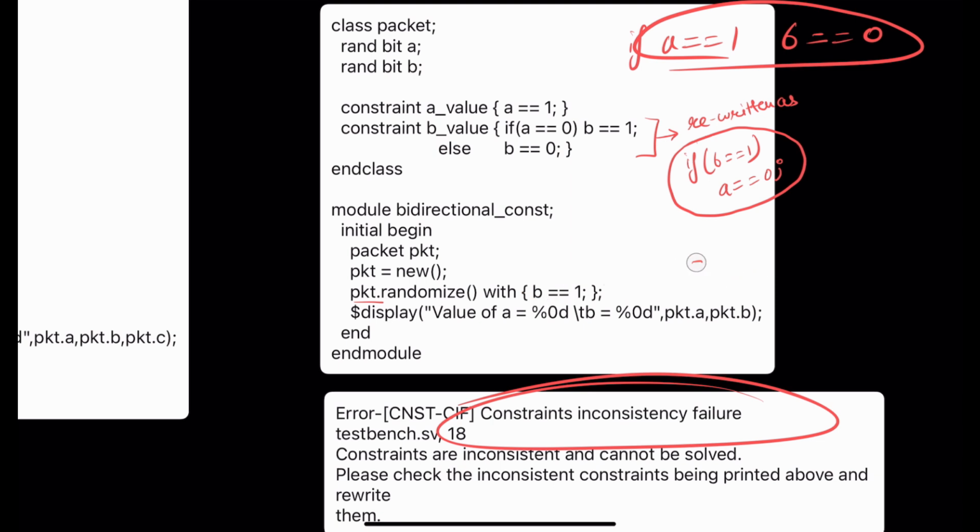So instead, if we write A equal to B, we see that B is dependent on A, but the constraint solver will see that A is also dependent on B.